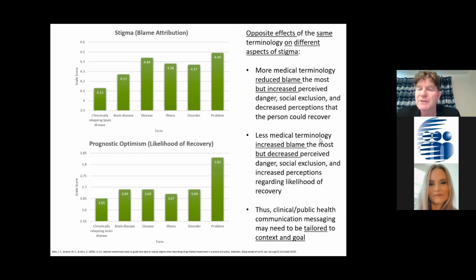For example, to get people to reduce that self-stigma, shame that keeps them from entering treatment, we might want to emphasize the more biomedical aspects that reduces blame and shame. On the other side, when people are reintegrating back into society, into the workforce, we might want to talk about it less in terms of a chronically relapsing brain disease and use less medical terminology like an opioid problem or an opioid problem history. That tends to elicit less negative attitudes towards somebody's likelihood that they can get well or that they should be excluded or are dangerous.